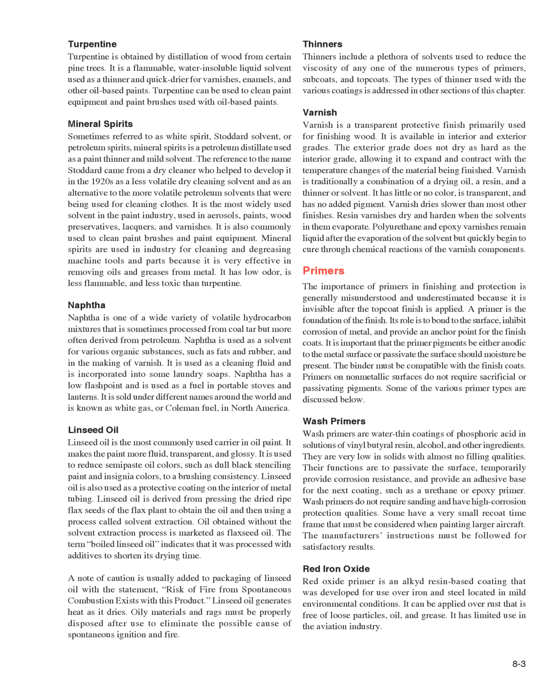It is sold under different names around the world and is known as white gas, or Coleman fuel, in North America. Linseed oil. Linseed oil is the most commonly used carrier in oil paint. It makes the paint more fluid, transparent, and glossy. It is used to reduce semi-paste oil colors, such as dull black stenciling paint and insignia colors, to a brushing consistency. Linseed oil is also used as a protective coating on the interior of metal tubing.